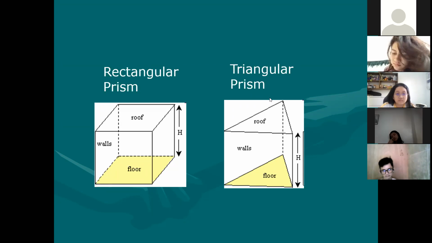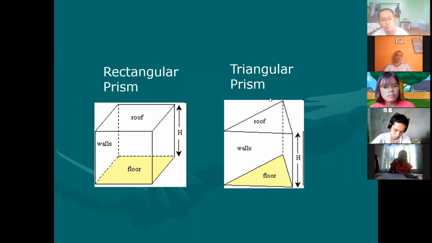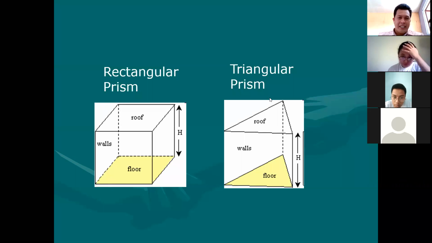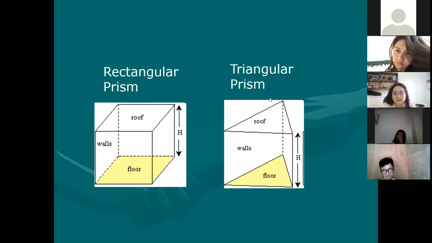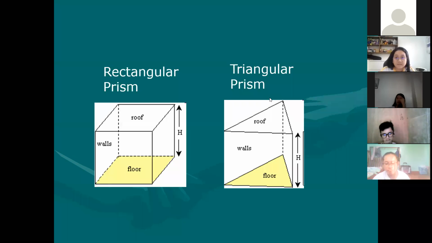When you talk about prisms and pyramids, pyramids differ from prisms. How do pyramids differ from prisms? Again, pyramids and prisms differ in some ways. If you imagine a prism versus a pyramid, how do they differ then? Let me call from the grade 10 first. Thea, how do prisms differ from pyramids?